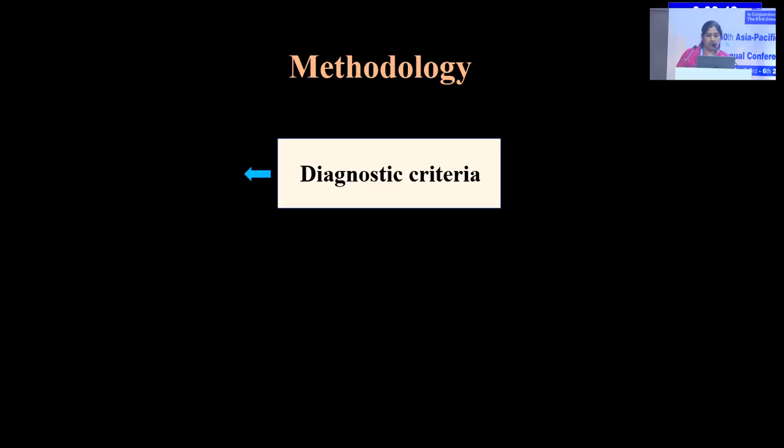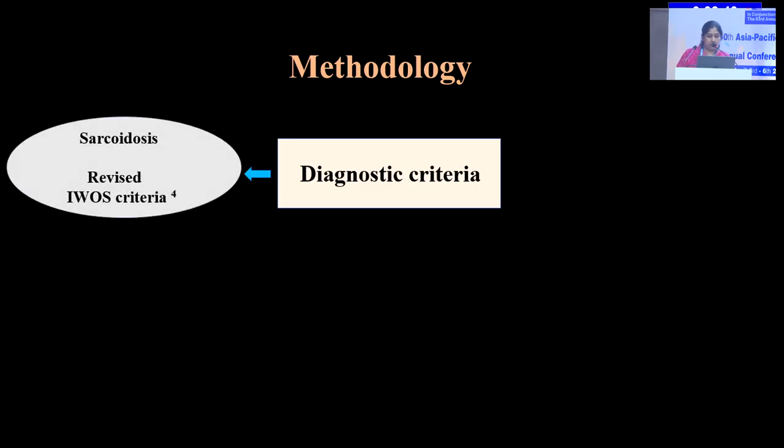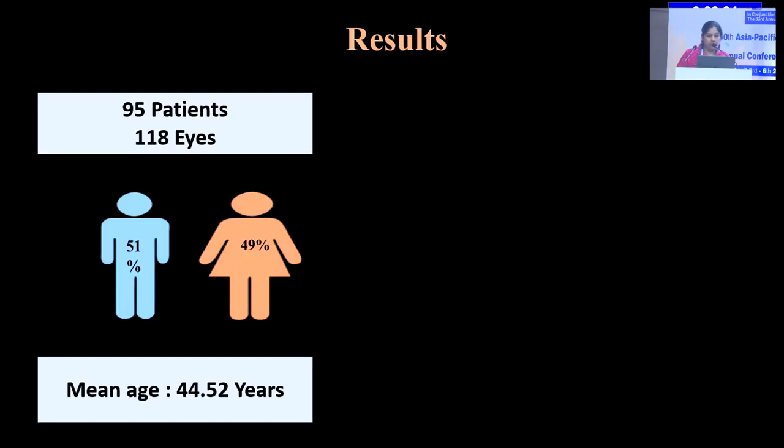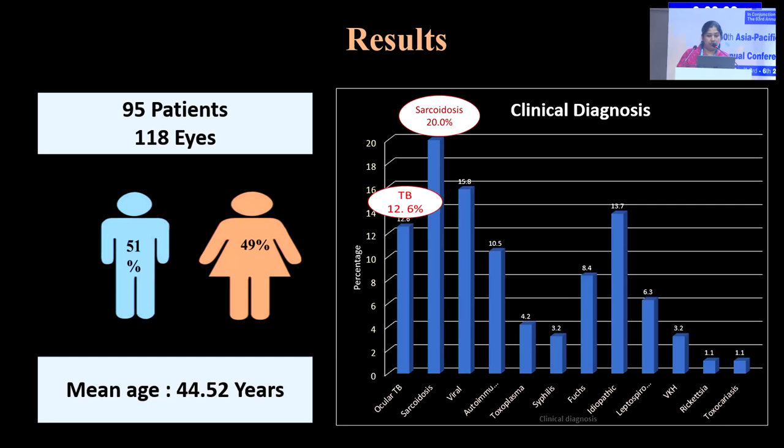We had 95 patients with acute uveitis of age more than 18 years, and we excluded patients with a history of trauma, immunosuppression, and patients on ACE inhibitors. The diagnostic criteria used were the revised IWOS criteria for sarcoidosis and the Gupta et al. criteria for ocular TB. We had 95 patients with a mean age of 44.52, of whom 12% of the total study population had ocular tuberculosis, and 20% had sarcoidosis.